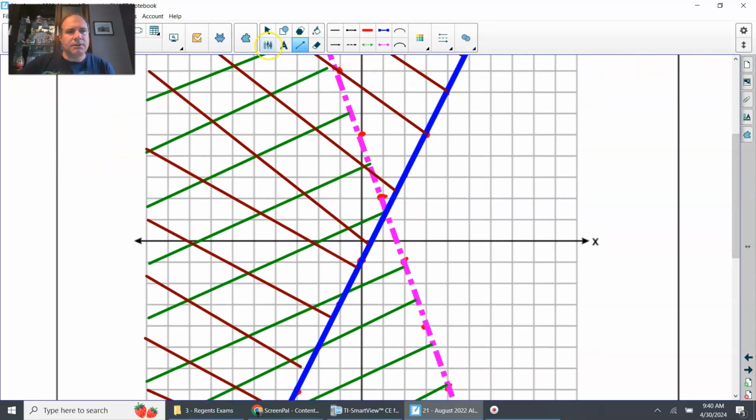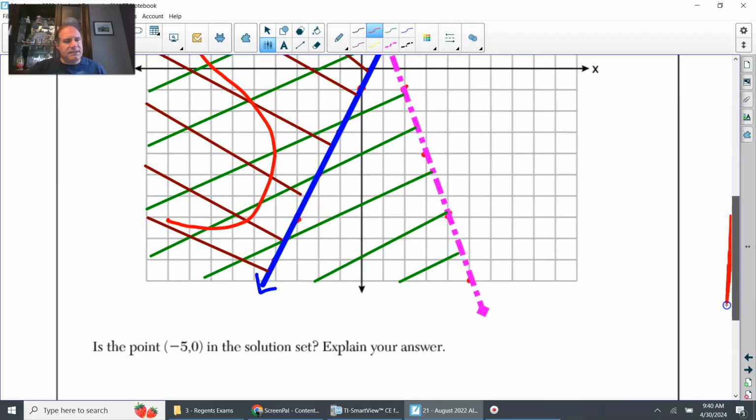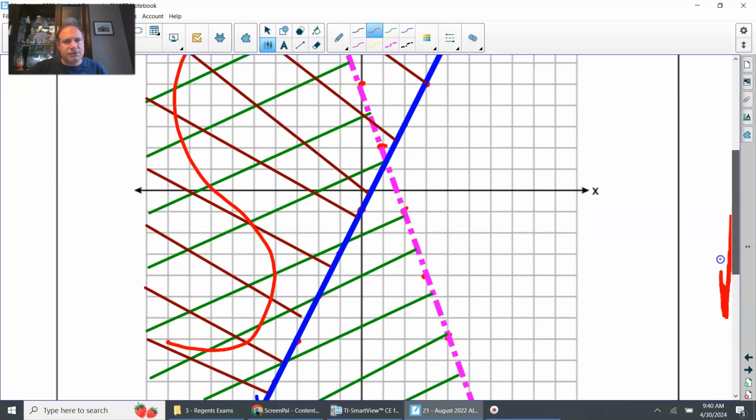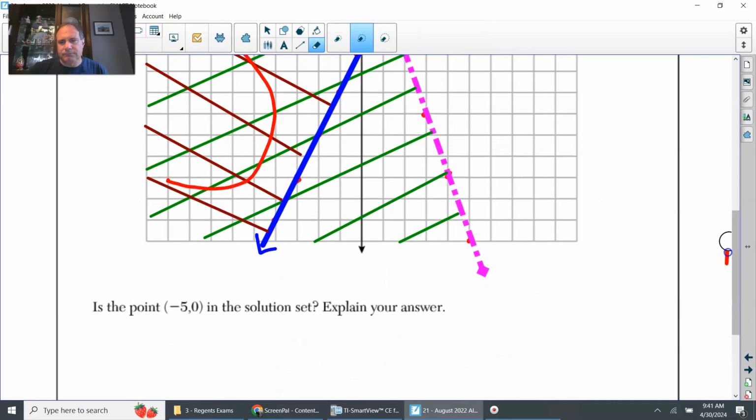So I'm going to put a giant S. That is the solution set. Is negative 5, 0 in the solution set? So we're going to just graph negative 5, 0. 1, 2, 3, 4, 5. This is negative 5, 0. It is in the solution set because it's in the double shaded area.